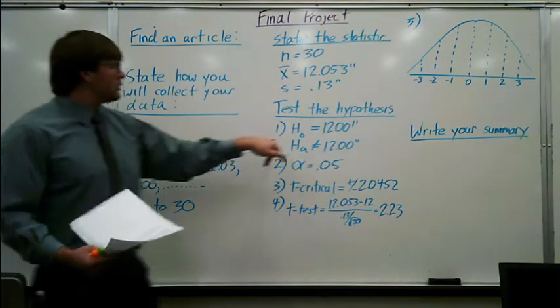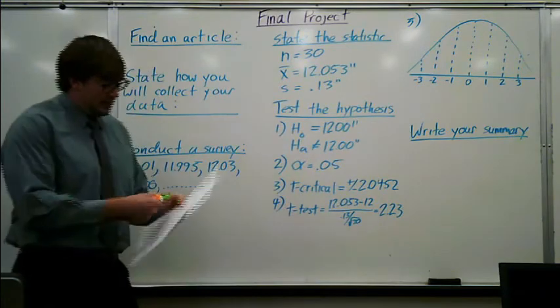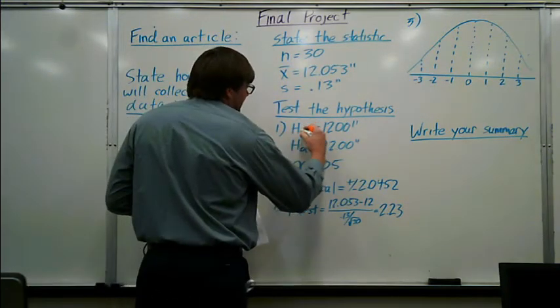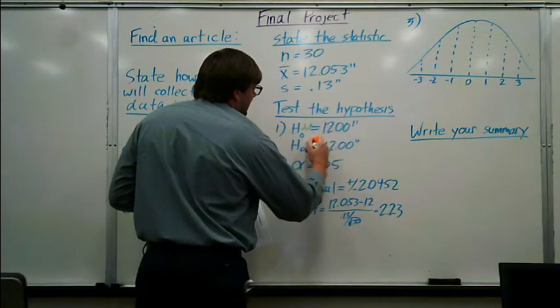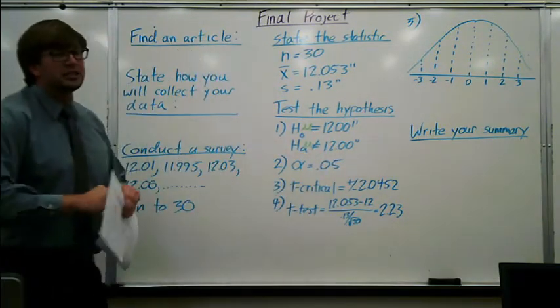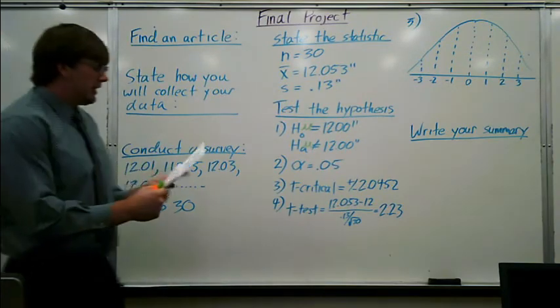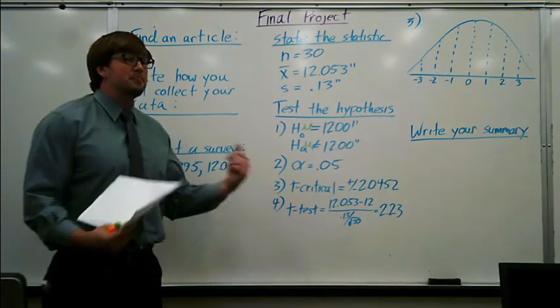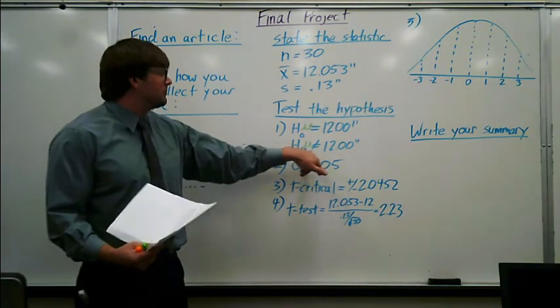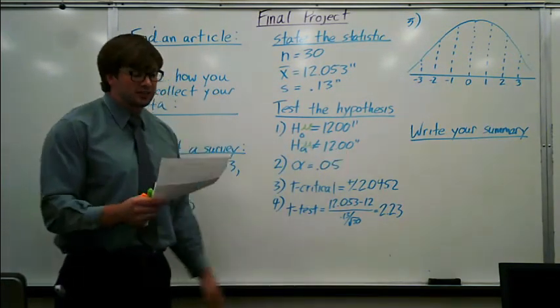So the article states that the mean, sorry, I forgot to write that in there. The mean width is equal to 12 inches. So if the null hypothesis is that the mean is equal to 12, of course the alternative hypothesis is going to be the mean is not equal to 12 inches.